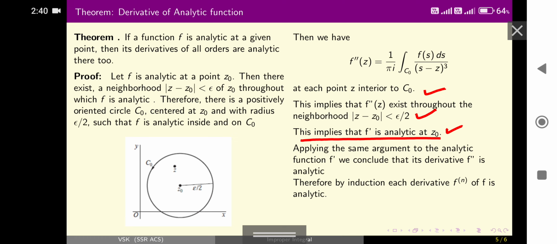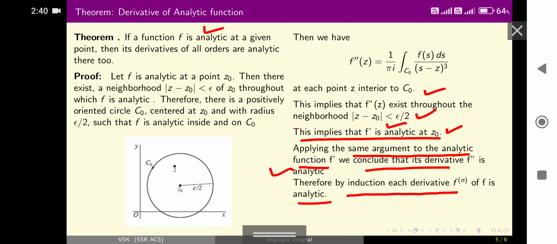So if f is analytic, we have proved that f dash z is analytic. Now f dash is analytic. Applying the same argument to the analytic function f dash, we conclude that the derivative f double dash is analytic. Therefore, by induction, each derivative f^(n) of f is analytic.